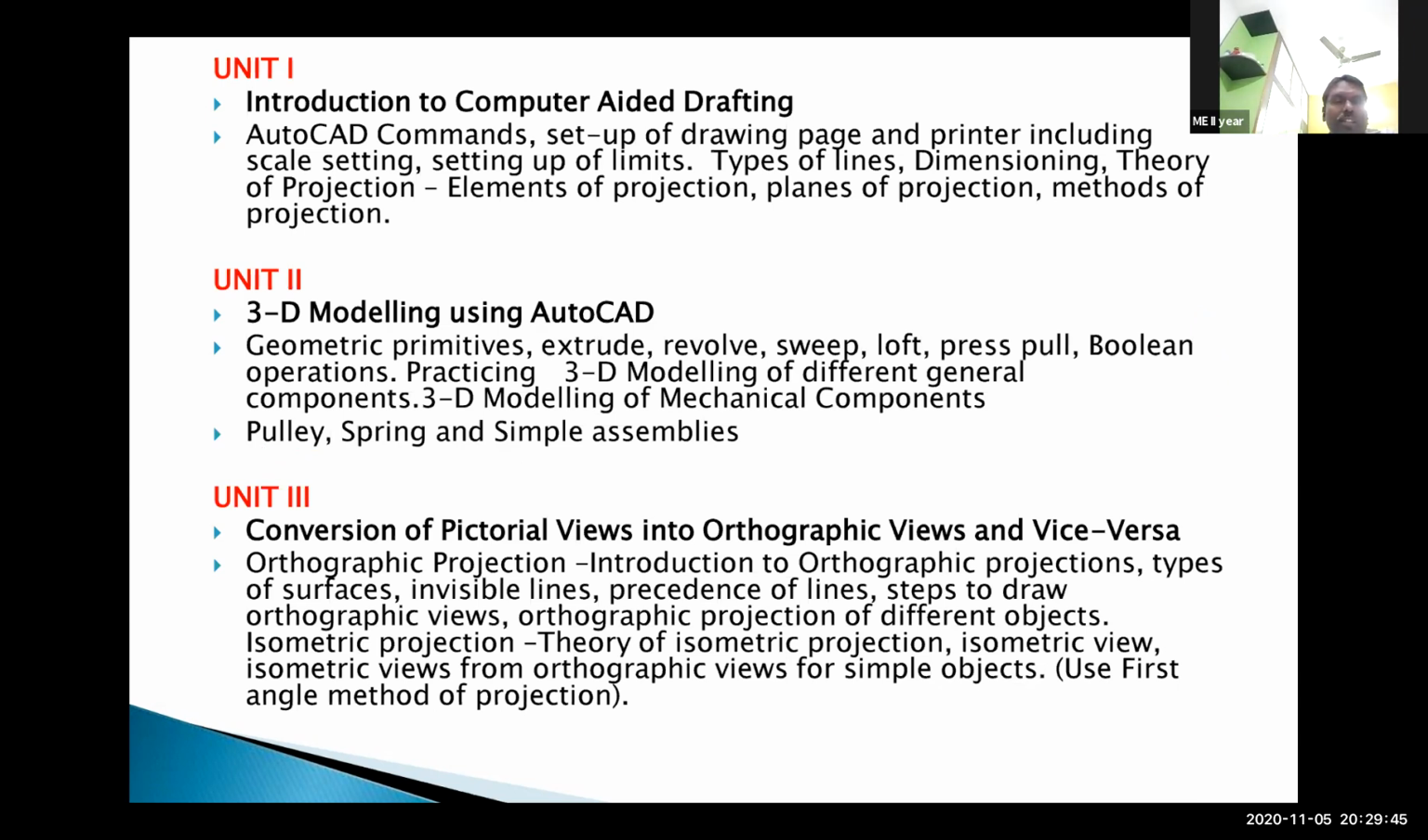After that, we have to go for Unit 3. Here, conversion of pictorial views into orthographic views and vice versa. What is the meaning of this? Suppose an object is there, we have to convert it into front view, top view, and side view. Or for the given front view, top view, and side view, we have to draw the object. That is Unit 3.